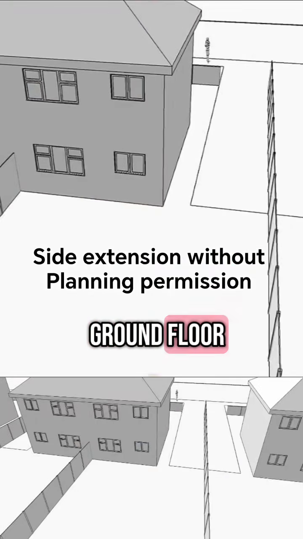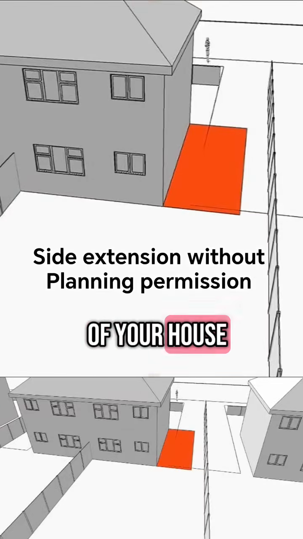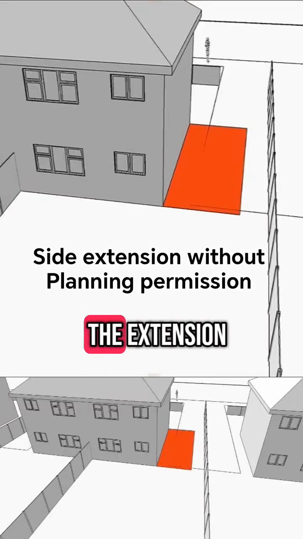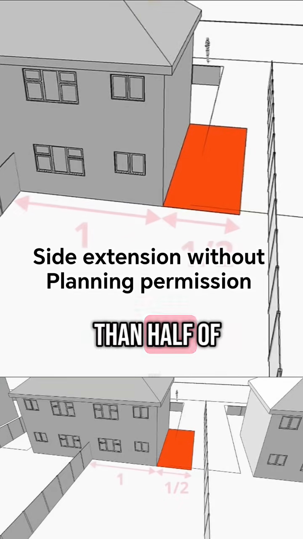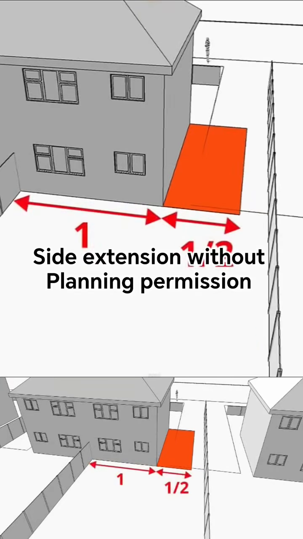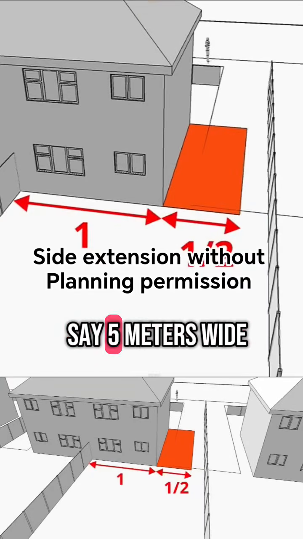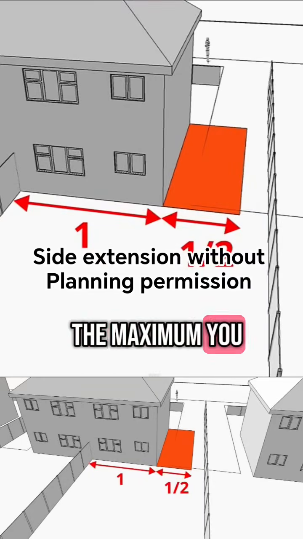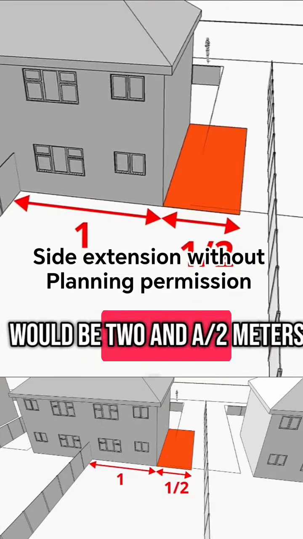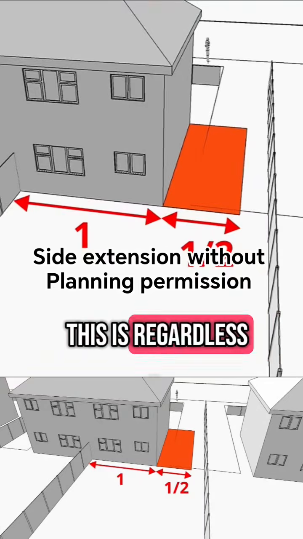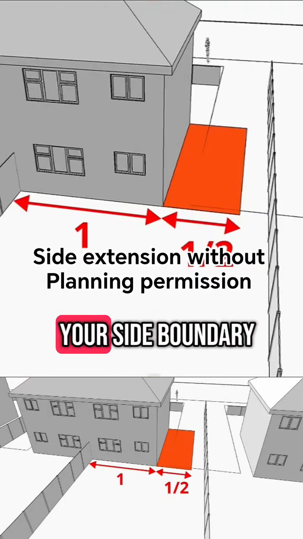At ground floor, you can extend the full depth of your house front to back. The width of the extension cannot be more than half of the width of the existing house. For example, if your house is say 5 metres wide, the maximum you could extend sideways would be 2.5 metres. This is regardless of how close this comes to your side boundary.